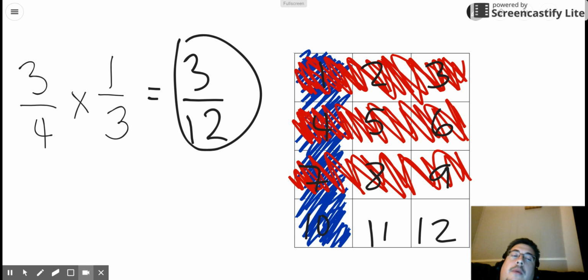So the answer or the product of 3/4 times 1/3 is 3/12. And hopefully the model kind of proves why 3/4 times 1/3 really is 3/12.